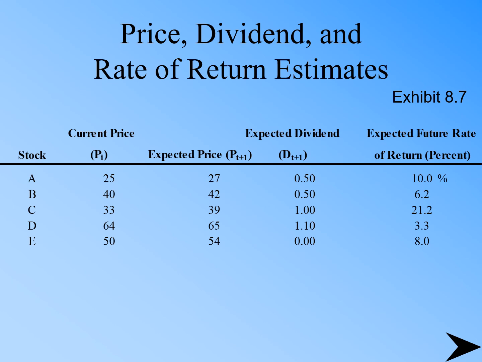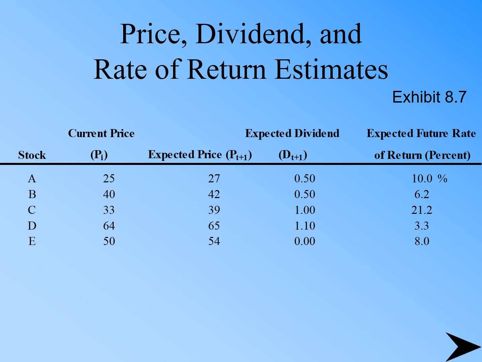There are five stocks, stock A, B, C, D, and E, and their current market prices are $25 per share, $40 per share, $33 per share, $64 per share, and $50 per share respectively. Their expected prices in future are $27, $42, $39, $65, and $54 respectively. The expected dividends are $0.50, $0.50, $1 per share, $1.10, and 0. And the expected future rate of return is 10%, 6.2%, 21.2%, 3.3%, and 8% respectively.